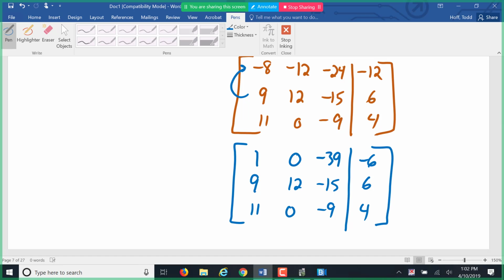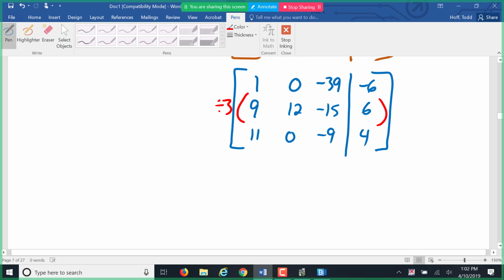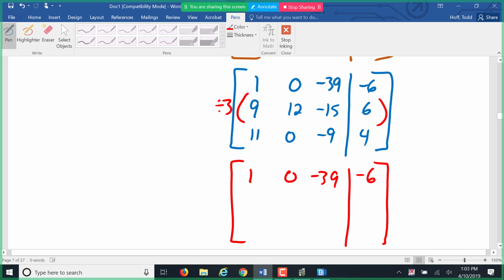Now to simplify life on us here, I'm going to reverse one of the things I did. I had multiplied this row by 3 just a little while ago. I'm going to divide by 3 to simplify that row a bit. So my top row and my bottom row aren't going to change here. Dividing by 3, 9 divided by 3 is 3. 12 divided by 3 is 4. Negative 15 divided by 3 is negative 5. 6 divided by 3 is 2. I've just made that middle row a little less ugly.